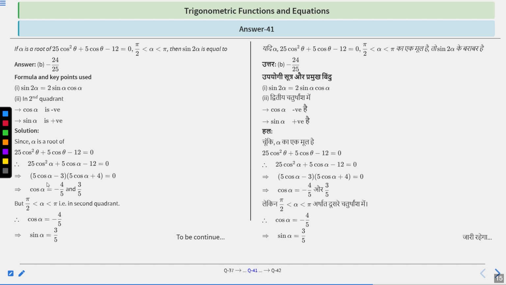But it is given in the question that alpha is between pi by 2 to pi. That is, alpha is in the second quadrant. Therefore, cos alpha is equal to minus 4 by 5 and sin alpha is equal to 3 by 5. Clear? Sin alpha is equal to 3 by 5, as we know that in the second quadrant, cos alpha is negative and sin alpha is positive. Clear?